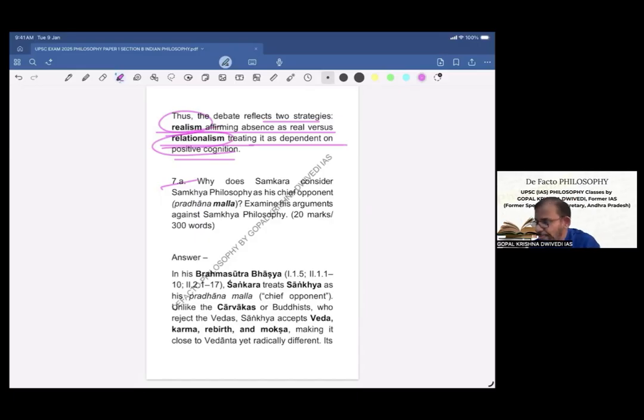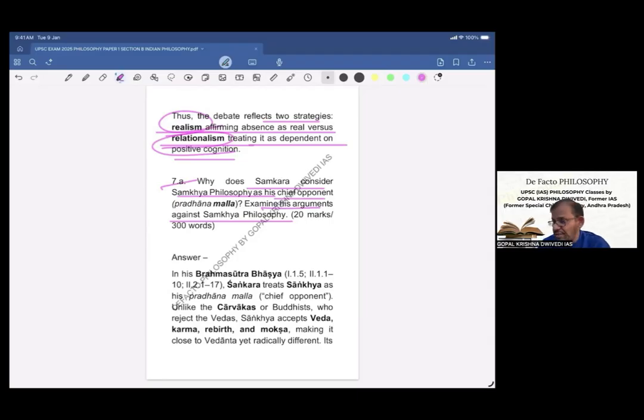So here also you see, why does Sankara consider Sankhya philosophy as his chief opponent? Examine Shankara's arguments against Sankhya philosophy. This is a 20 marks question, a big question, 300 words. Now let us try to understand how we can write a good answer for this.